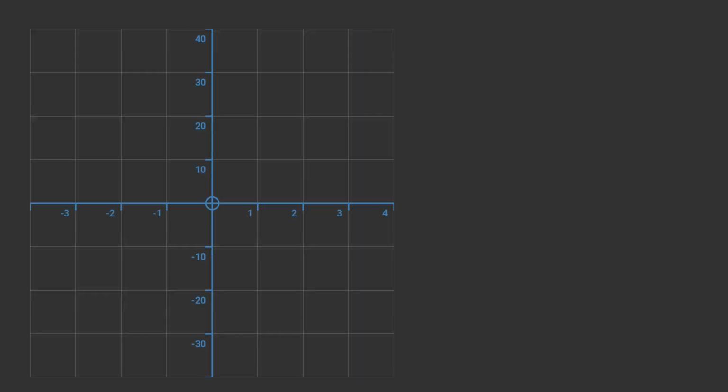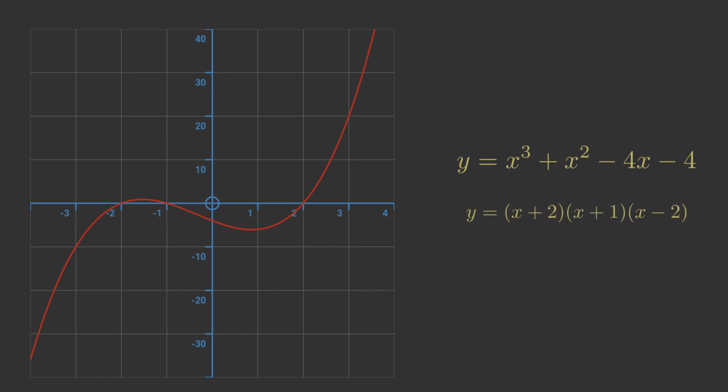It is sometimes possible to factorize a cubic equation. For example, we can factorize this equation: y equals x cubed plus x squared minus 4x minus 4. It can be written as y equals x plus 2 times x plus 1 times x minus 2. If we were to multiply out these 3 terms, we would get the original equation.